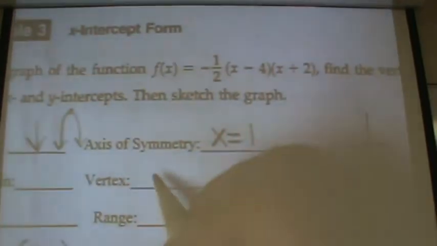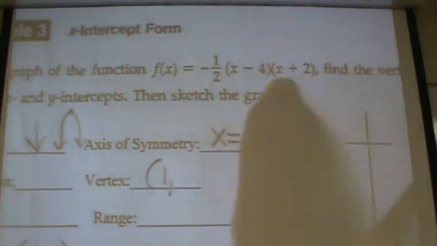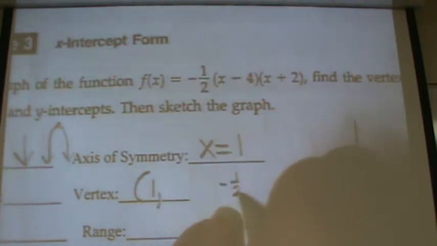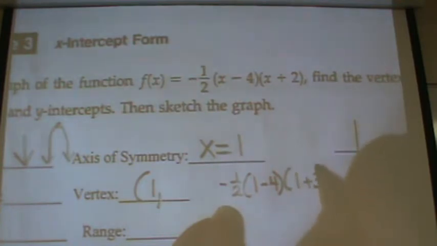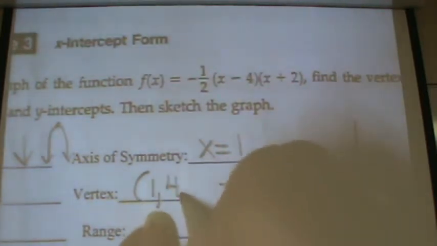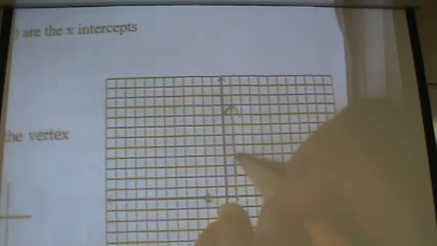Now, if this is going to be your axis of symmetry, what point lies on the axis of symmetry? The vertex. How are you going to find it? You're going to plug 1 in here, 1 in for x. So do the math. What's negative 1/2 times 1 minus 4 times 1 plus 2? So we have negative 3 times 3 is negative 9. So it's negative times a negative. This is going to be 4.5. So over 1, up 4.5. 1, 2, 3, 4.5. Right there.